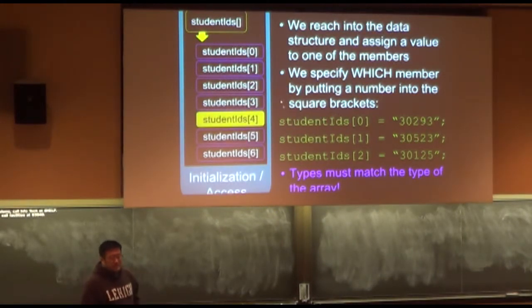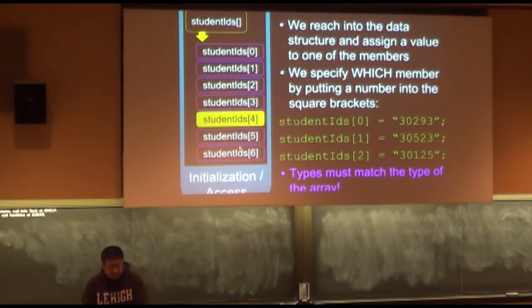No matter how you initialize those variables though, you have to initialize everything using these square brackets. So student ID sub 0 assigned to 30,293 only assigns this member of the array. Student ID sub 1 assigned to 30,523 only assigns this member of the array. It doesn't assign anything else, and there's no way for you to assign a range. So I can't say student IDs 0 to 5 all equal to this. I can only say a specific member and assign it to a specific value.